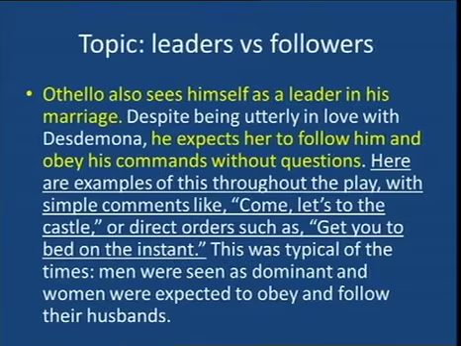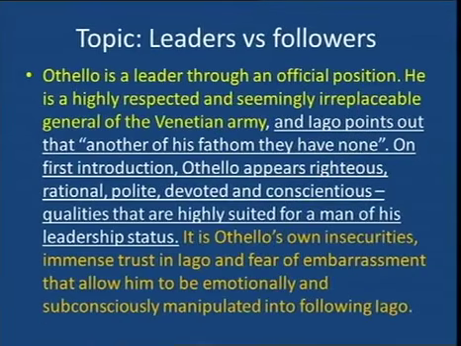If we look at our next one, which is also on the topic leaders versus followers, this one works quite similarly, and this one is quite straightforward in terms of the order. We've got our point, then you can see we've underlined our evidence, and then we've got an explanation which links it to the whole question. So again, we're talking about leaders versus followers. It says, Othello is a leader through an official position. He is a highly respected and seemingly irreplaceable general of the Venetian army. Now, hopefully, if you've read the play, you'll agree with that.